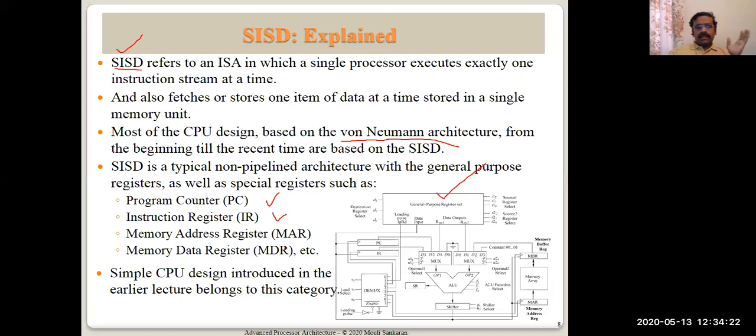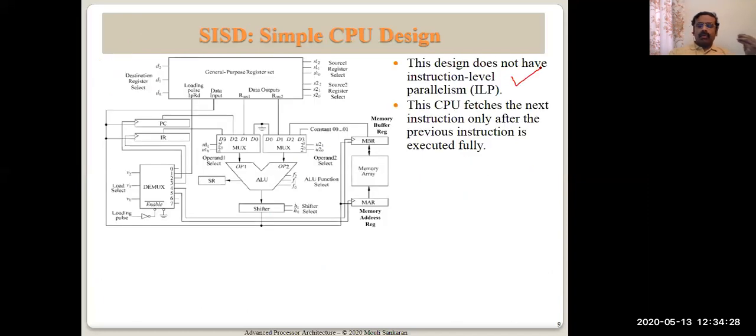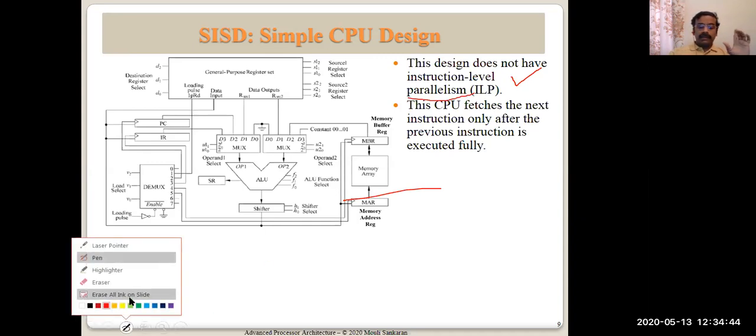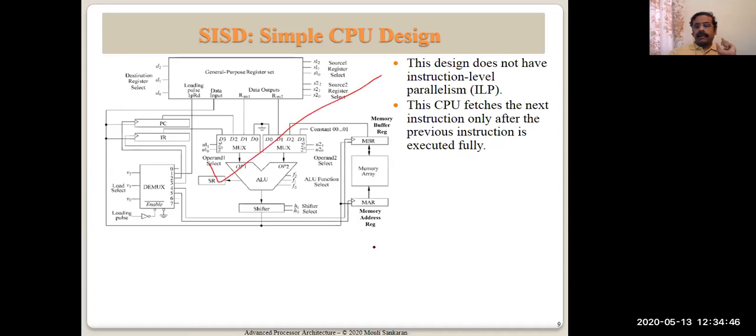Now, I'm just giving you the same example. It does not have any instruction level parallelism. Why do I say that? Because it is executing only one instruction at a time. Even the memory is not inside the CPU. So there is no instruction level parallelism in this particular design, please understand. And there is no data parallelism either, because it is operating on only one data at a time.